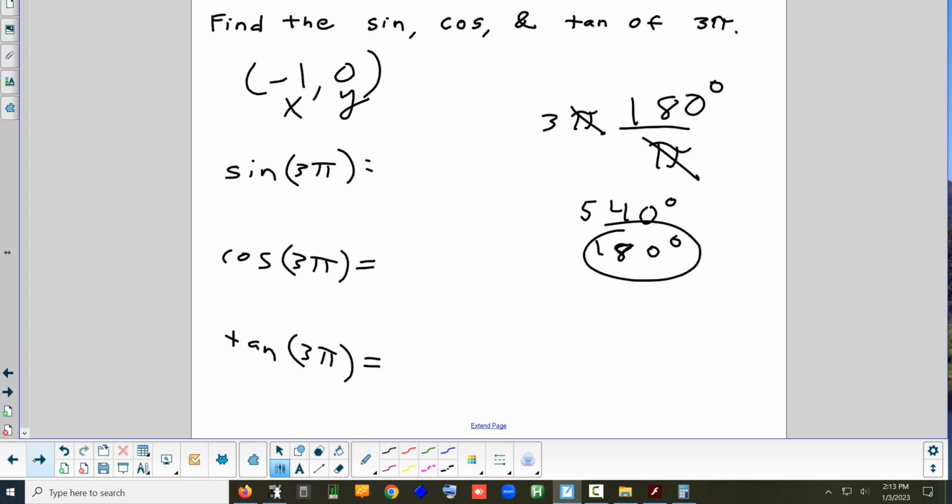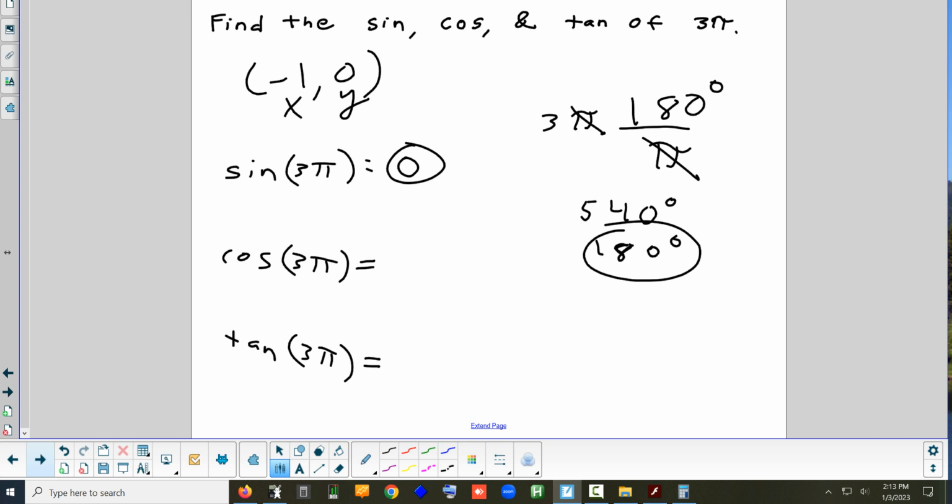One nice thing about this coordinate, it doesn't have any roots in it. So you're not going to have to worry about any square roots in the bottom and then having to fix it. That doesn't happen. All right, so let's start with sine. Kiana, what's our formula for sine? Y. And what's the y in this case? 0. That's it.